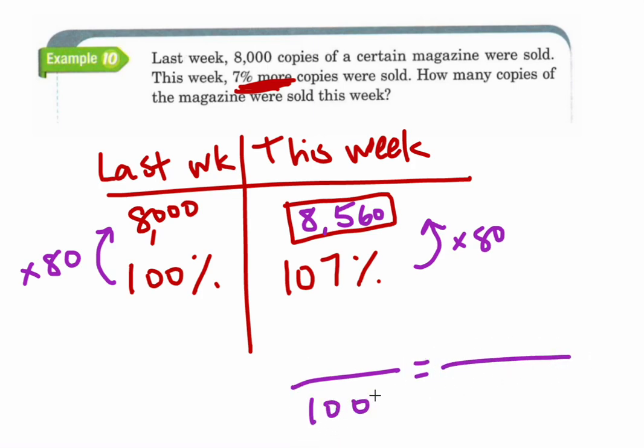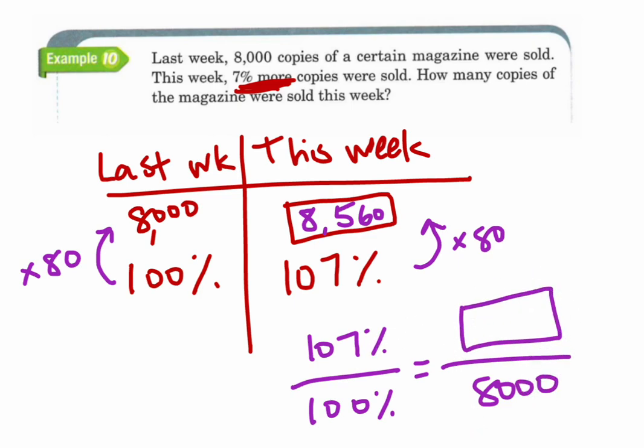Okay, so you could have also set it up as two fractions. You have your 100% on the bottom, 107% on the top. 100% was last week, 8,000. And then this week is what you're trying to figure out. Same thing like before, you're looking for a pattern. So going from 100 to 8,000 is times 80. So going this way is also times 80. Same thing that you're doing to get the 8,560. It just looks different in your setup.